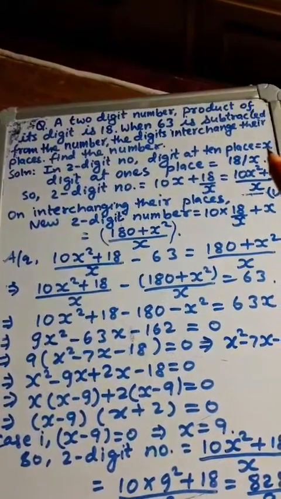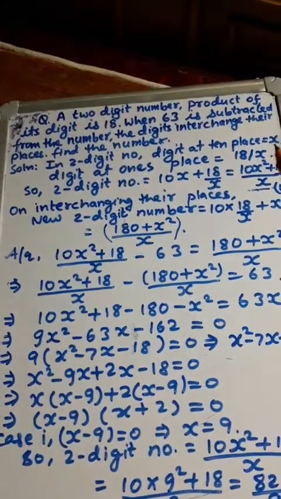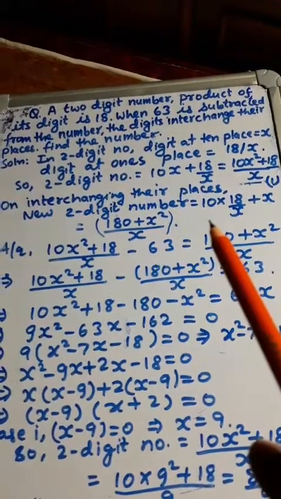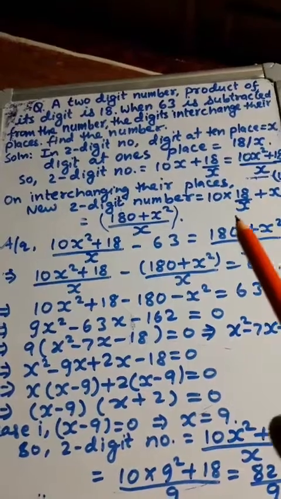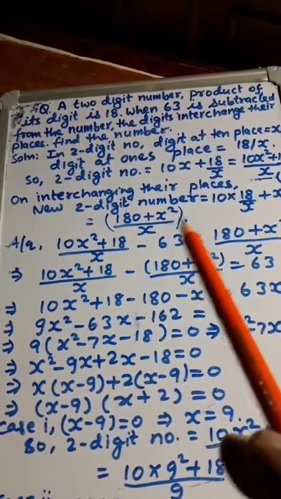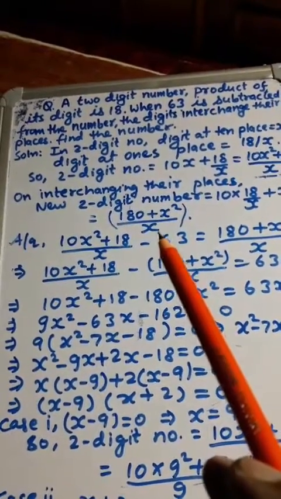And x is the tens place, now it is the ones place. And 18 by x is the ones place, now it is the tens place. So on interchanging the places, the two digit number will be 10 into 18 by x, because 18 by x is now in the tens place, plus x. That is 180 by x plus x, which is 180 plus x square by x.